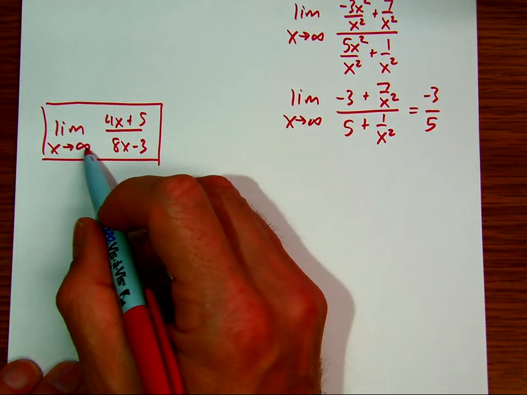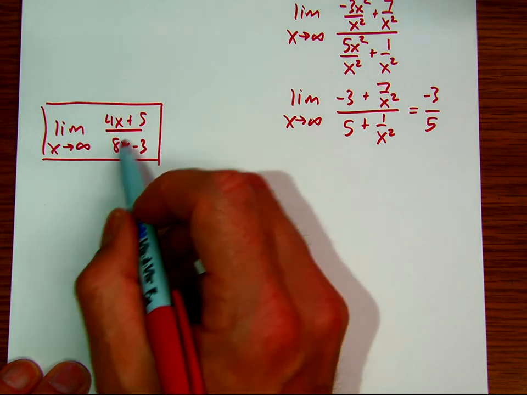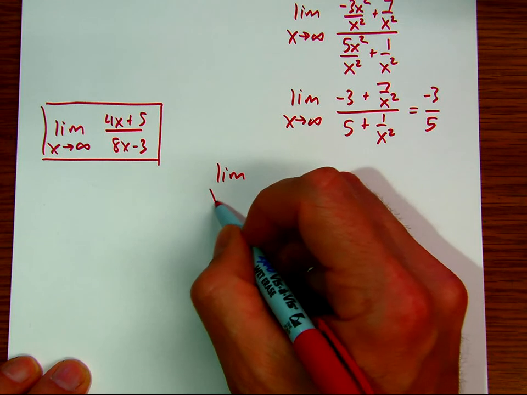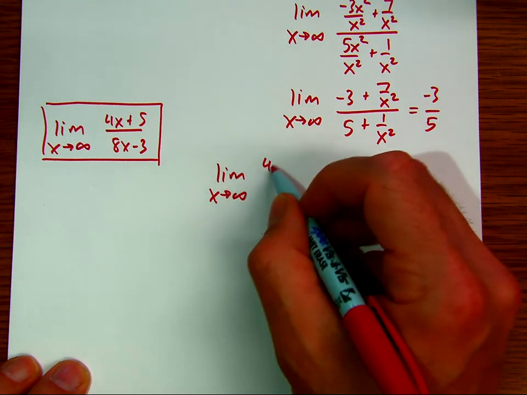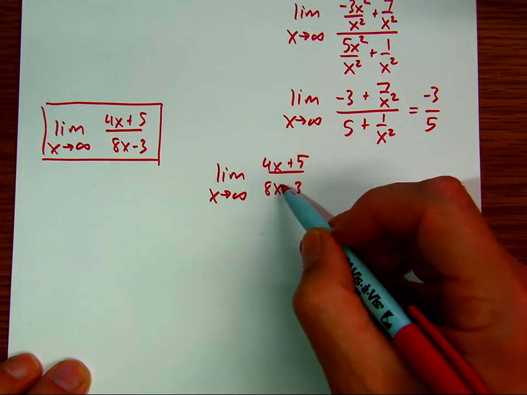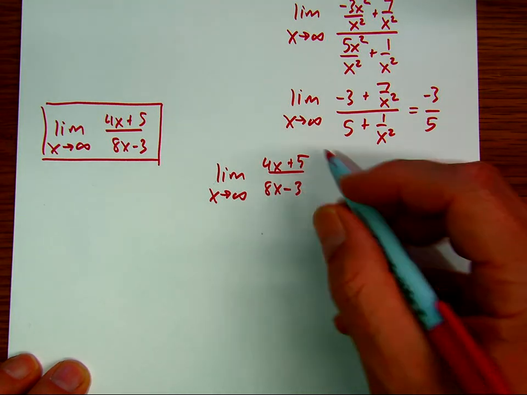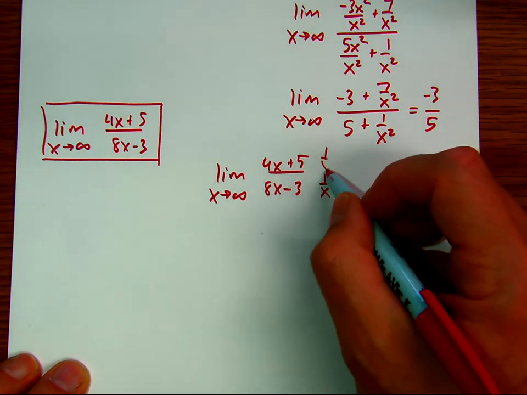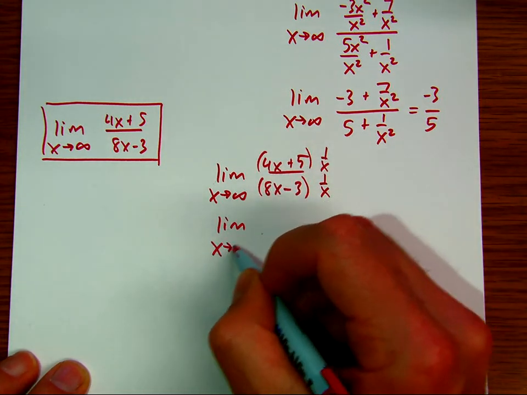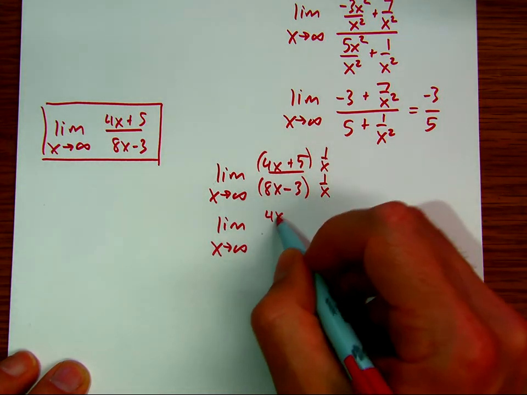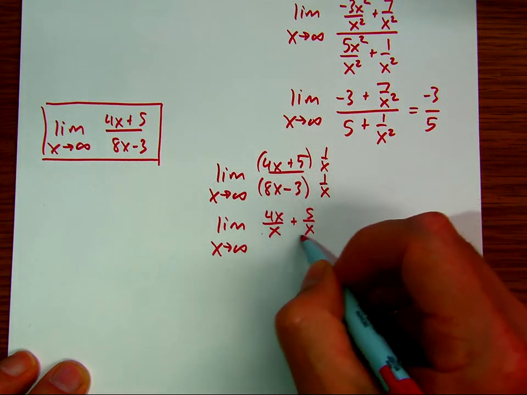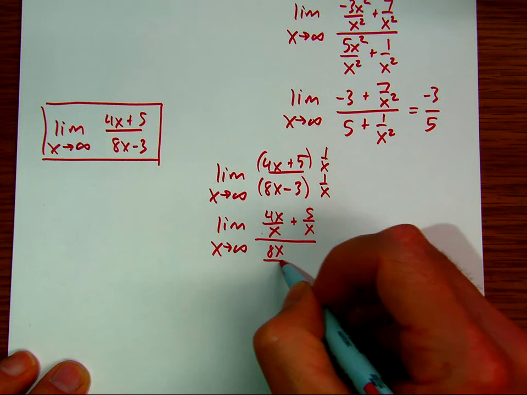If we put infinity there and there, we have infinity over infinity, so it is indeterminate. That means we need to rewrite it. So we look for the highest degree term of the denominator. Let's divide everything by that. So copy 4x and put it over x. Copy 5 and put it over x. Copy 8x and put it over x.